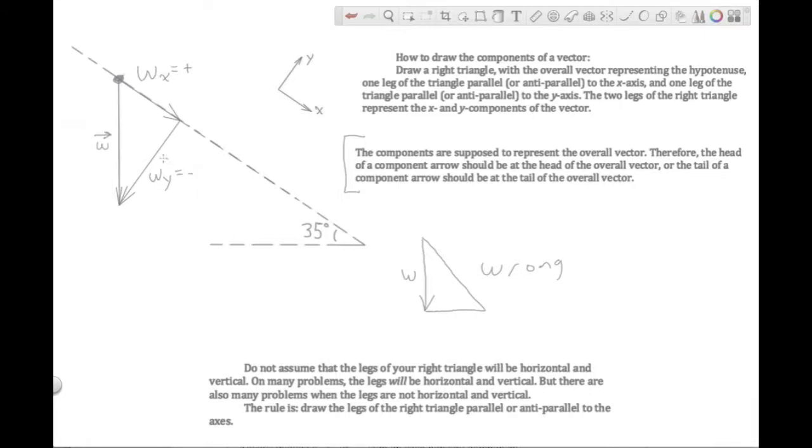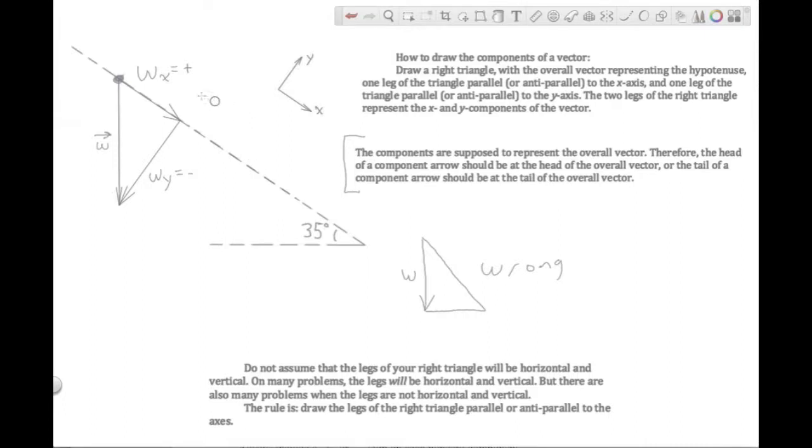Do you understand what I mean by that word anti-parallel? Anti-parallel means that w sub y and the y-axis are pointing in opposite directions. Parallel means that w sub x and the x-axis are pointing in the same direction.